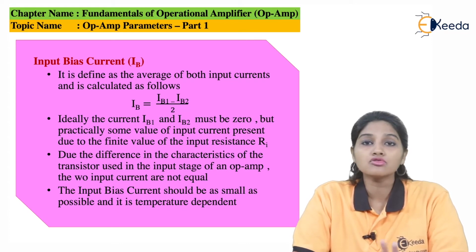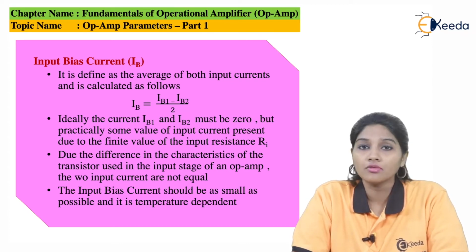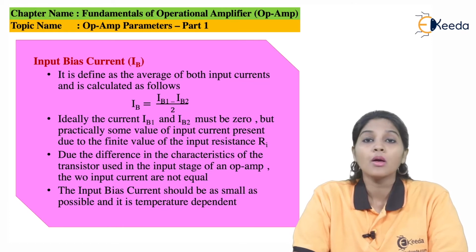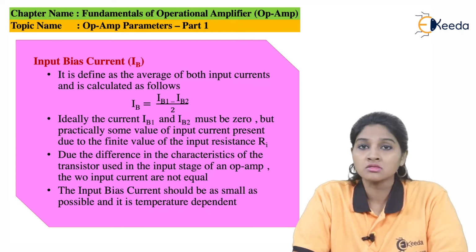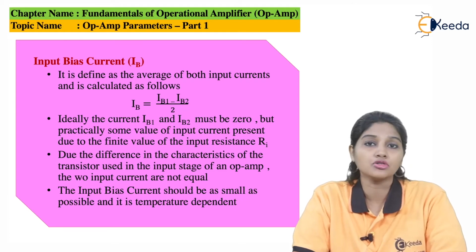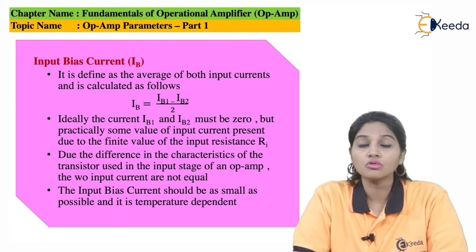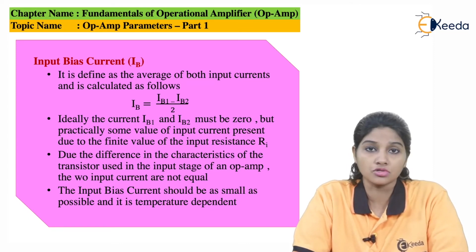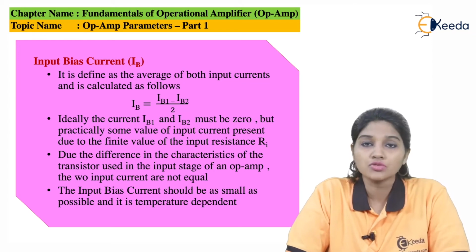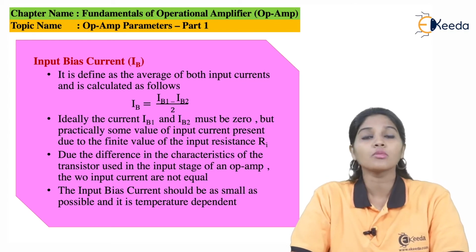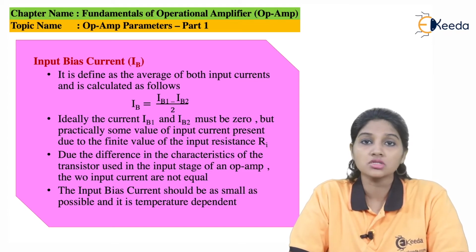Practically, whenever there is no input signal, the value of IB1 and IB2 should be 0. But due to the finite input resistance at the input terminal, the values of IB1 and IB2 are not equal. Also, they are not zero because of some characteristic differences of the transistors present at the input stage. The value of IB should be as small as possible, and it also depends on temperature. So this is the input bias current, which is an average of the current flowing through the inverting and non-inverting terminals of the op-amp.